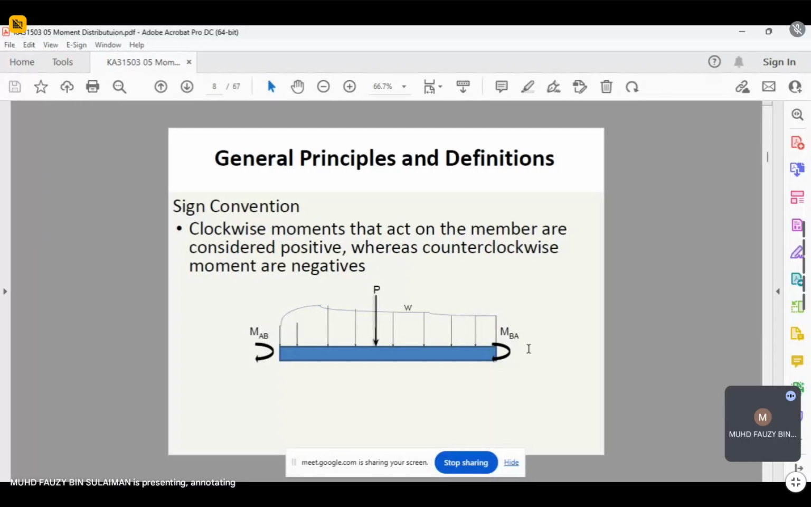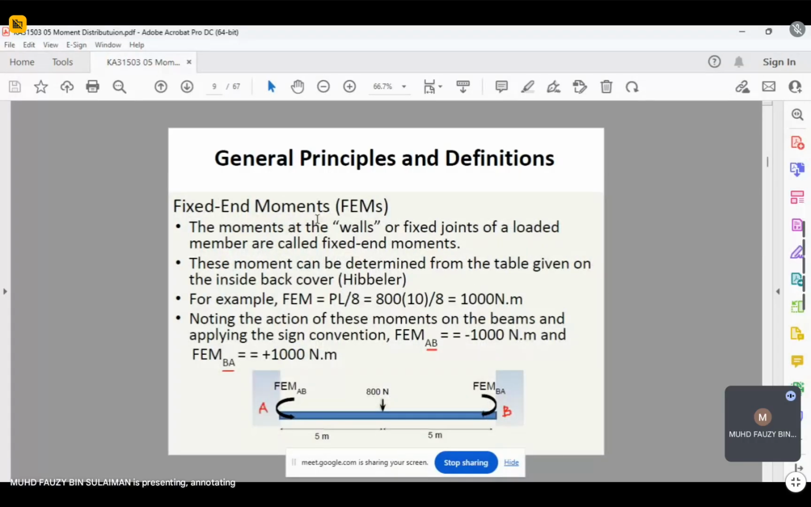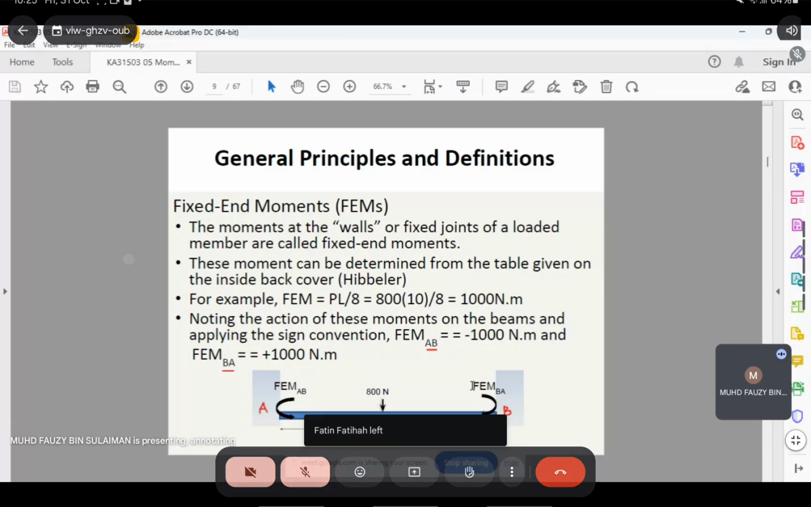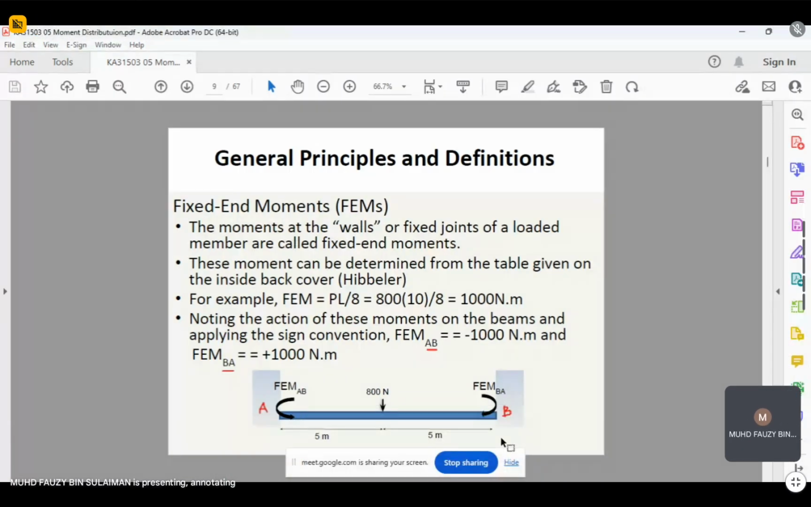Okay, the first thing you have to find is the fixed end moment. The fixed end moment, you obtain the formula through the appendix. So FEM BA from these slides, this one B to A is positive, and this one is negative because it is anti-clockwise. This one is positive, this one is negative.